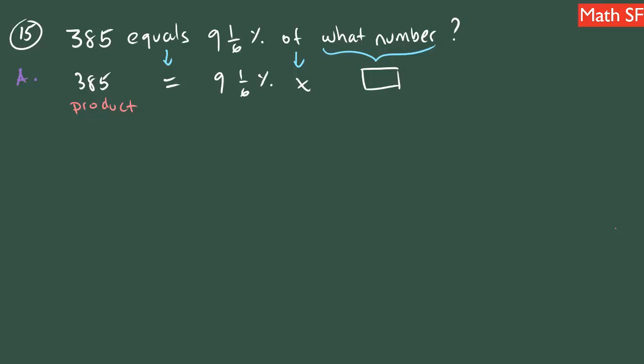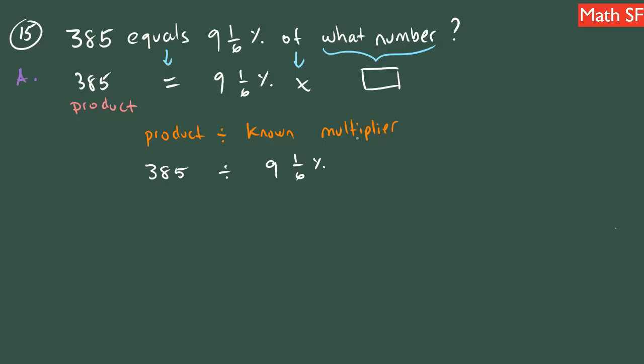It's a multiplier. So let's recall from chapter 7, if we're missing a multiplier, what do we do? We divide the product by the known multiplier. In this case, the product is 385 divided by the known, given multiplier, which is 9 and 1/6%. So we have to do this.